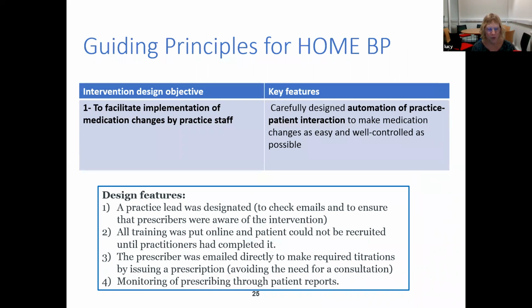And we divide that normally into the intervention design objective, which was to make the implementation better by practice staff, and then the key features of the intervention that are going to achieve that. So we carefully designed automation of the interaction between the practice and the patient. So you couldn't get this situation where the patients went to the practice, nobody knew about it, because it was all automated. So we designated a practice lead for the intervention to make sure that everybody in the practice knew about it. All the training was online, and we actually automated it so that it was impossible to recruit patients until practitioners had completed it.